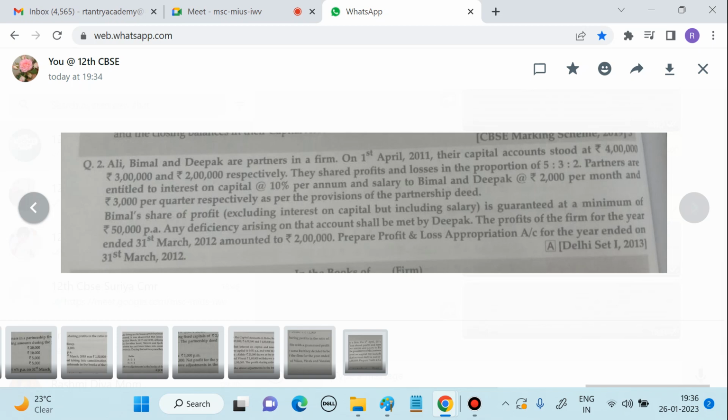But while calculating the guaranteed profit and arriving at the 50,000, what you should do? You should not include interest on capital, but you include the salary. So share of profit plus salary should be equivalent to 50,000. Don't include interest on capital. And who is going to bear it? Any deficiency arising on that account shall be met by Deepak. Only Deepak is going to bear the deficiency. Bimal is going to get it from Deepak. Ali is not involved here. Ali will get the actual share of profit. The profits of the firm for the year ended 31st March 2012 amounted to 2 lakh. Prepare profit and loss appropriation account for the year ended on 31st March 2012.